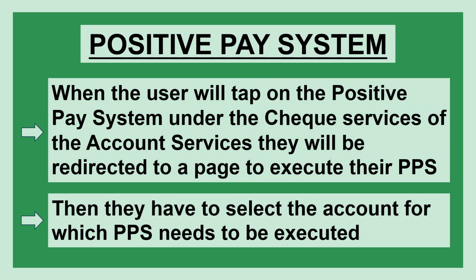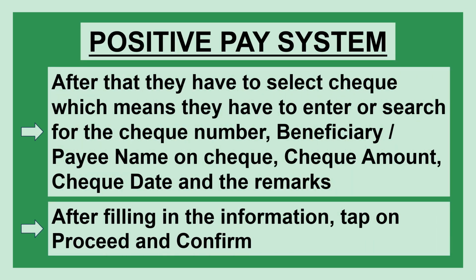When the user taps on the positive pay system under the check services of the account services, they will be redirected to a page to execute their PPS. Then they have to select the account for which PPS needs to be executed. After that, they have to select check, which means they have to enter or search for the check number, beneficiary, payee name on check, check amount, check date, and the remarks. After filling in the information, tap on proceed and confirm.